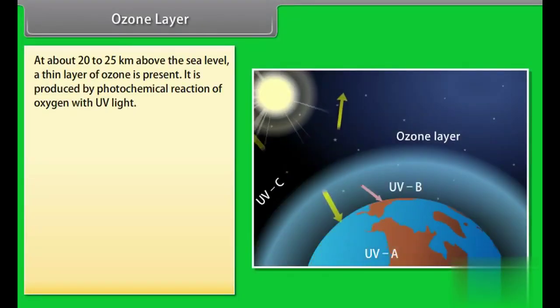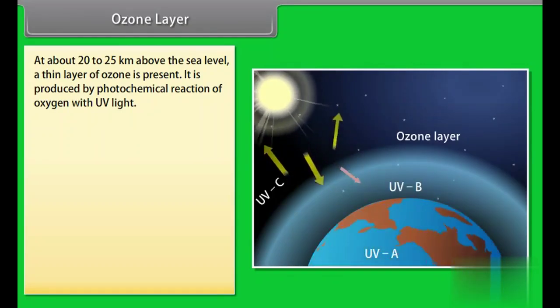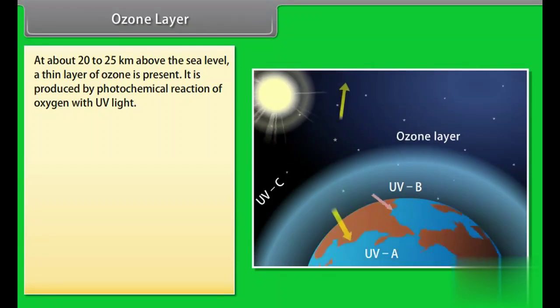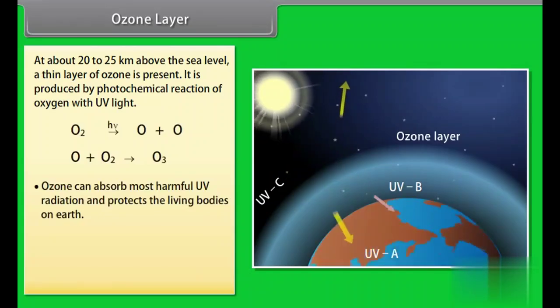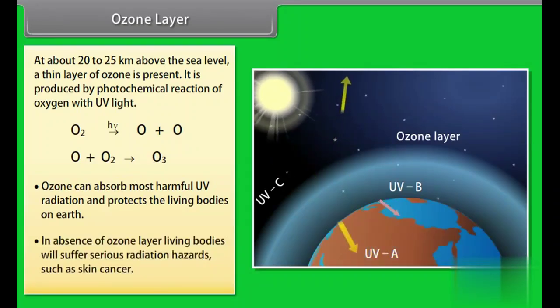Ozone layer. At about 20 to 25 km above sea level, a thin layer of ozone is present. It is produced by the photochemical reaction of oxygen with UV light. Ozone can absorb most harmful UV radiation and protects living bodies on Earth. In the absence of the ozone layer, living bodies will suffer serious radiation hazards such as skin cancer.